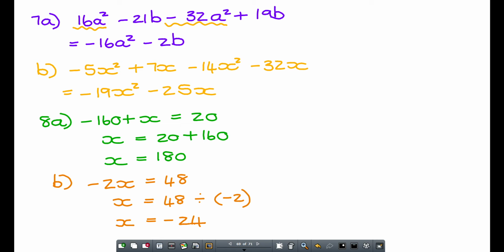That was pretty straightforward, so you could have skipped just to the answer. But the ones that I give you in the test will not be that simple. You're definitely going to have to show an extra step. Okay. Right. At B, 7b, I grouped the ones together that's got an x squared, so minus 5x squared, minus 14x squared, and that gives me minus 19x squared.